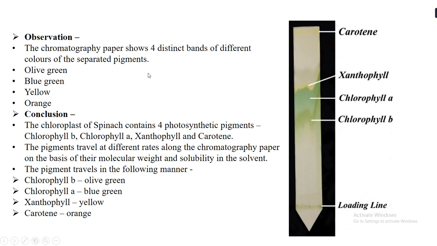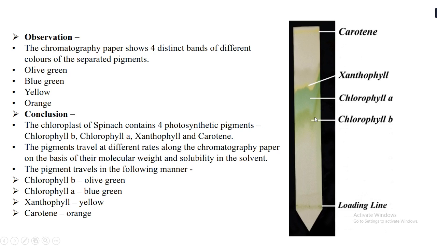Now, what is the observation that you see? As you can see in this picture, I have attached this picture of the observation. Here, the chromatography paper shows 4 distinct colored bands. There is an olive green band, there is a bluish green band, there is a light yellow color band, and there is a yellowish orange color band at the top. So this is the observation.